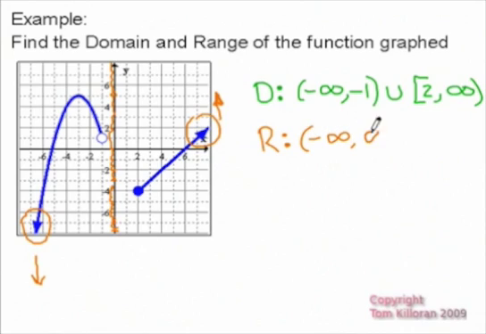I'm just going to write it this fancy way, from negative infinity to positive infinity. And that would be the domain and range of this graph.